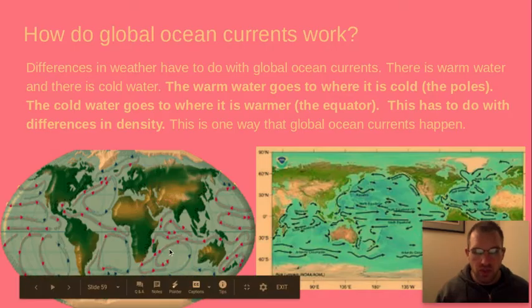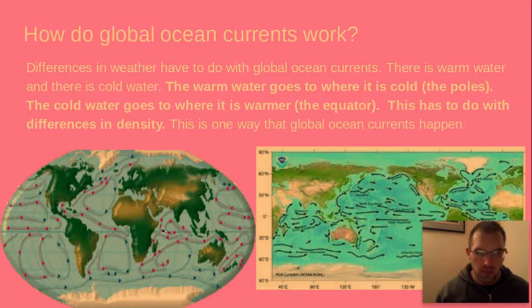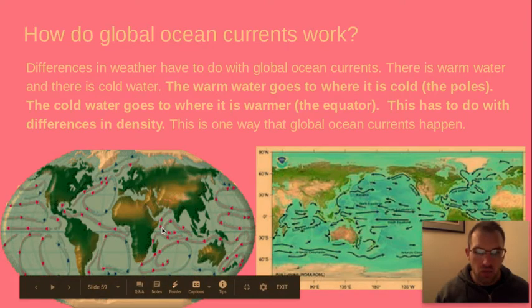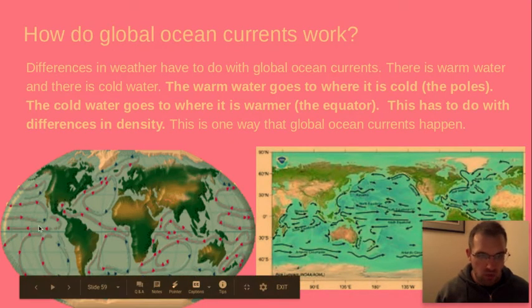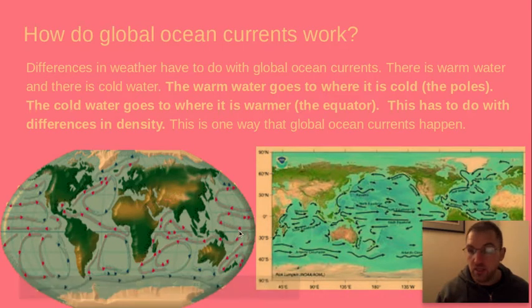You can't really see right here, but this is normally a moving GIF, and all of these things are constantly moving around. The warm water, represented by the red arrows, is constantly moving towards where it's colder. The water near the equator is going to be warmer because it's getting the most direct sunlight. We learned about that in the astronomy unit. Most of our direct sunlight is at the equator.